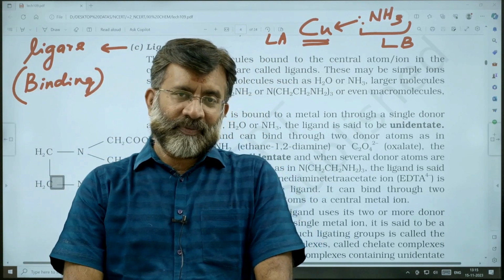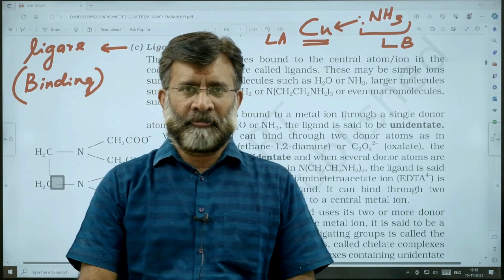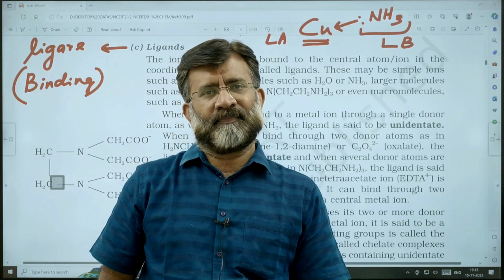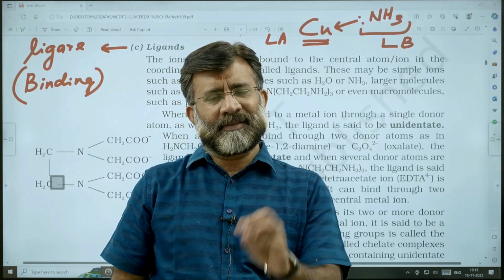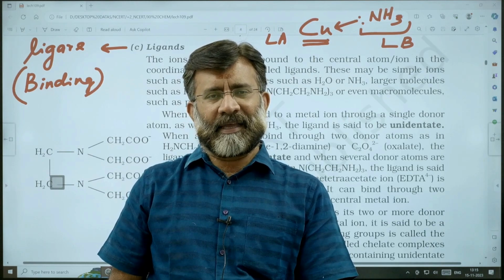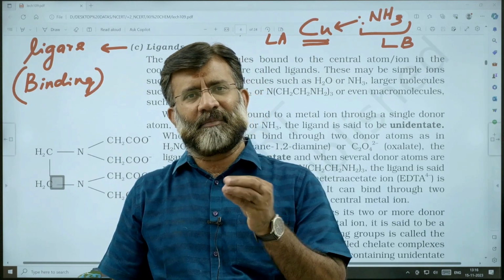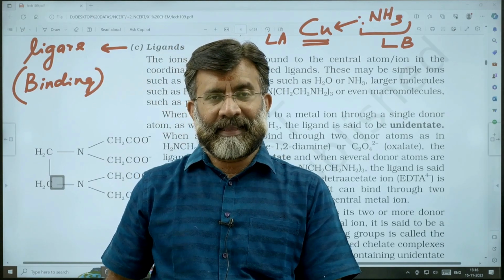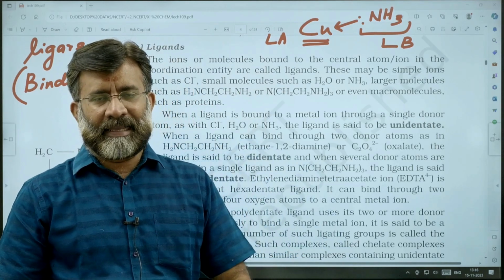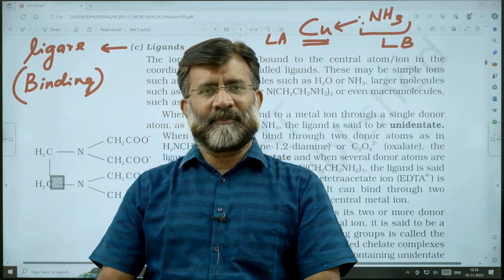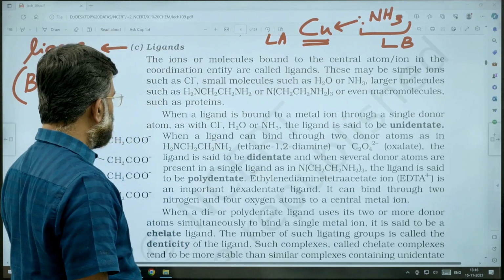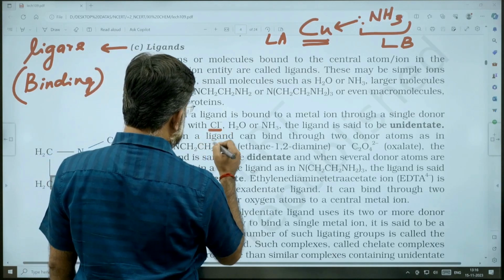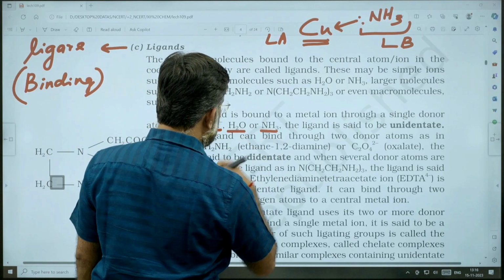And what is the nature of the ligand? Ligand can be one atom. Ligand can be a group of atoms. Ligands can be very simple, as simple as fluoride ion. Ligands can be anions. Ligands can be neutral molecules, simple molecules like ammonia, water, etc. Ligands can be bigger molecules, even macromolecules like proteins. So ligands may be simple units like Cl minus, anion, water molecule, neutral, ammonia, neutral.